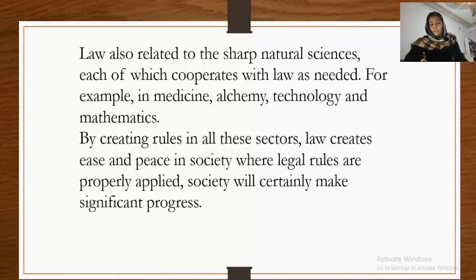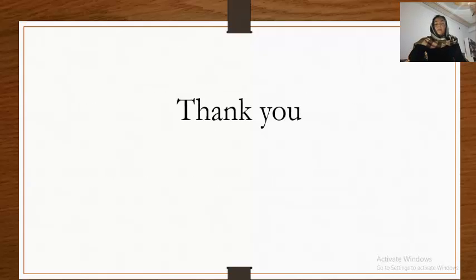Law is also related to the natural sciences, each of which cooperates with law as needed. For example, in medicine, alchemy, technology, and mathematics. By creating rules in these sectors, law creates ease and peace in society where legal rules are properly applied. Society will certainly make significant progress.